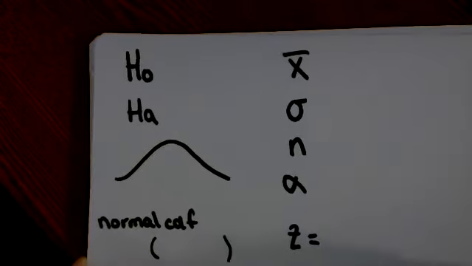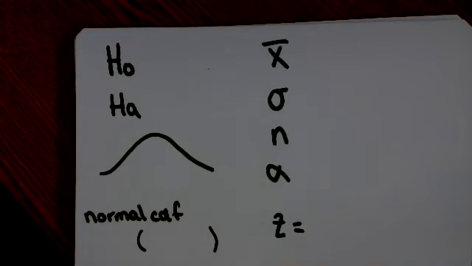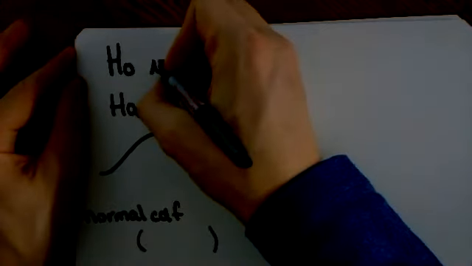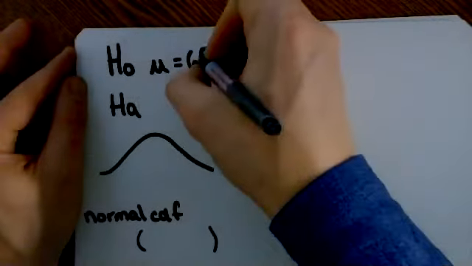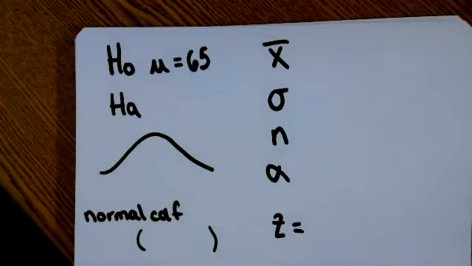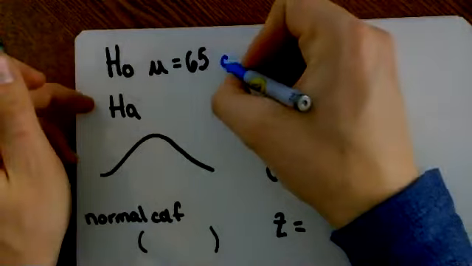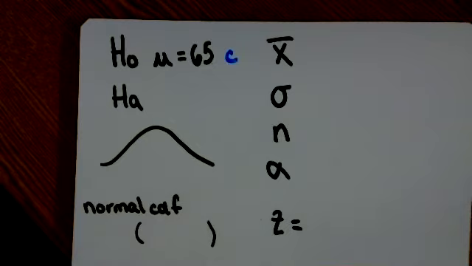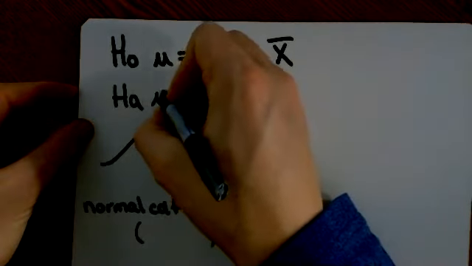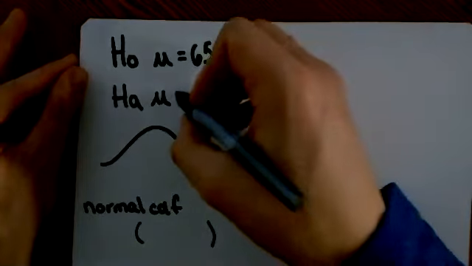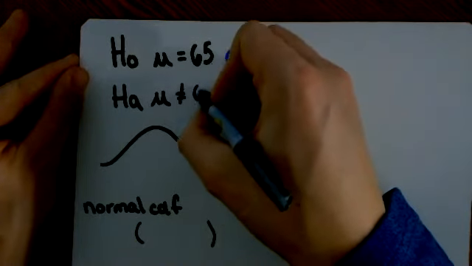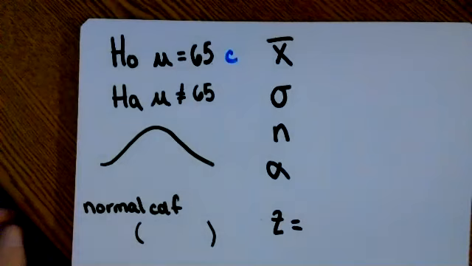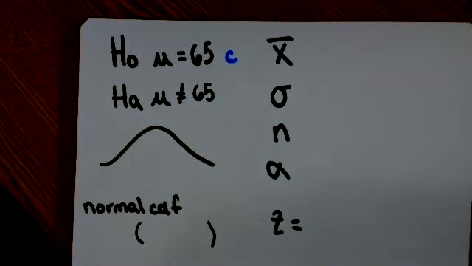So in our particular example, it said that the average of the population, so our mu, was 65. So I'm going to put up here mu equals 65, because it's just equal to, and I'm going to put a little blue C there, noting that that is my original claim. If that is my H sub 0, H sub A must be the complement, so the complement of equal to would be not equal to. So I have mu not equal to 65 for my H sub A.